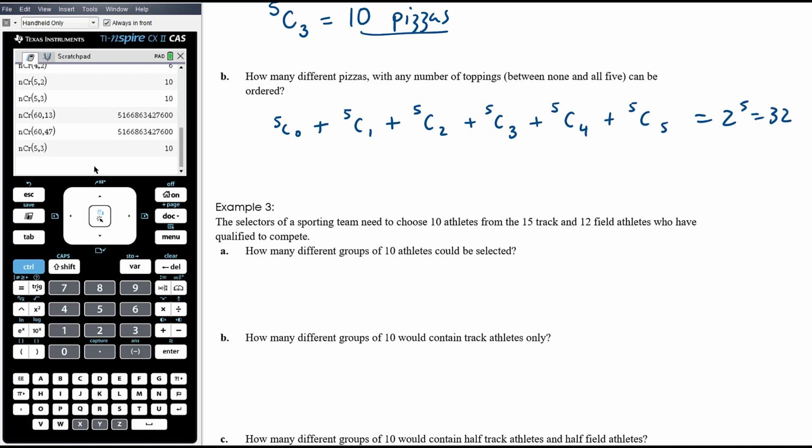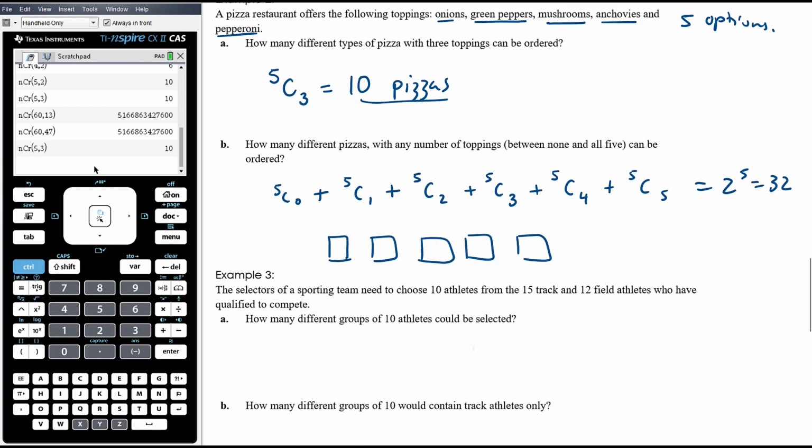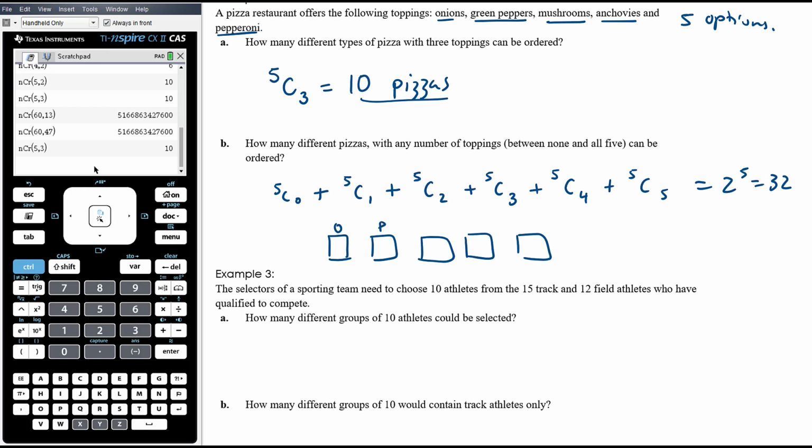And that's because we could also think about this as a sort of pigeonholing arrangement problem. There are lots of different ways to think about these kinds of problems. So you could think about, okay, I have 5 toppings. I've got onion, peppers, mushrooms, anchovies, and pepperoni. Okay, so let's call this green peppers and pepperoni.